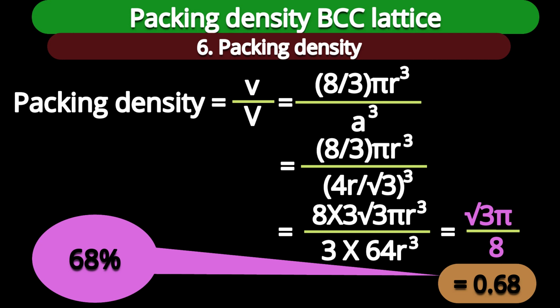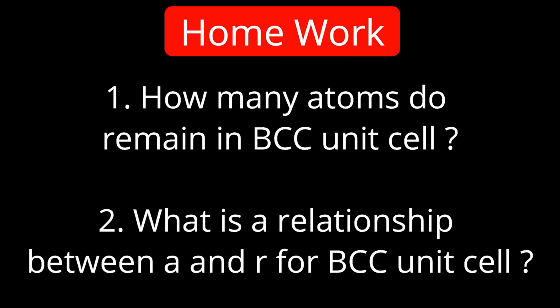It means how much is not occupied in terms of fraction? 0.32. Let us represent it in terms of percentage. How to obtain percentage? Fraction into 100. So the percentage of occupation of space by atoms in the BCC crystal lattice, it may be unit cell or it may be lattice, how much percentage? 68 percent. Meaning how much is unoccupied in terms of percentage? 32 percent.